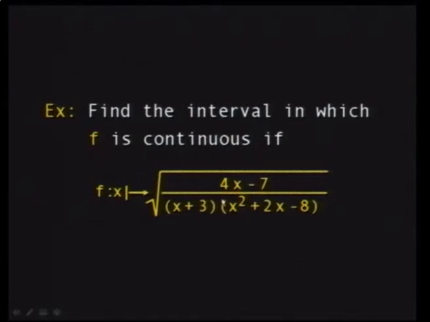Now it's easy here. Why? Because first of all you have a numerator and a denominator. The function is 0 at the point 7 over 4. And you have to make sure of 2 things. First of all, for the function inside, let's call it g of x, which is 4x minus 7 divided by the denominator, it is continuous on R, like we said before, except at the roots of the denominator. So you have to exclude those roots. You have here minus 3, and then also minus 4 and 2. You exclude these points.